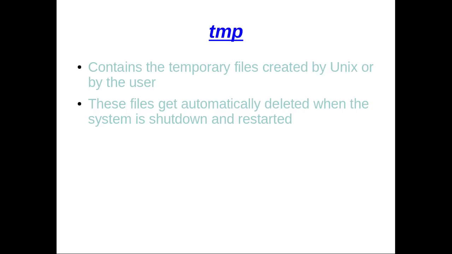Overall, let me go over the keywords. Bin is used for binary executable files. Lib is used for library functions. Dev contains device related files. Etc contains binary executable files usually required for system administrators. Tmp directory contains temporary files created by Unix or users. Usr directory or user directory contains home directories of all users. In usr there is another directory called bin. It contains additional binary executable files.